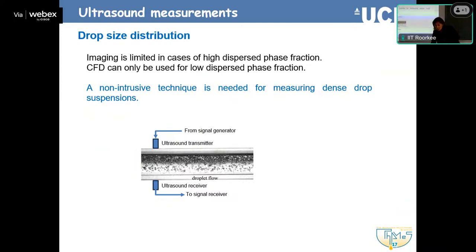The last one now is the drop size distribution. And this is something that we think we get good results with. It's a more involved technique. You always need to bear in mind what you're measuring and what you're getting. But it is very good, especially when we have to deal with very dense suspensions. As we said, you can only do up to 10% with imaging or even less. We believe we can go higher with this one.